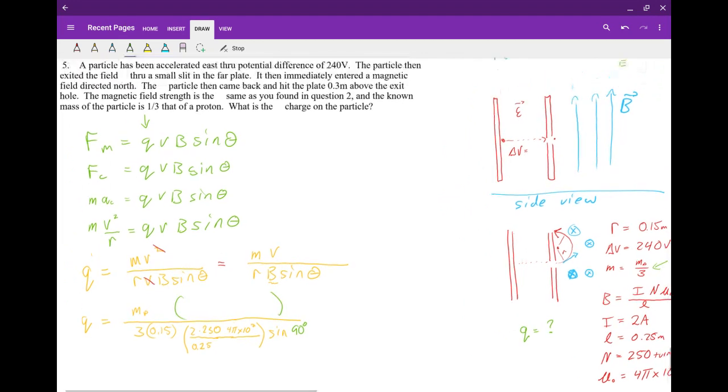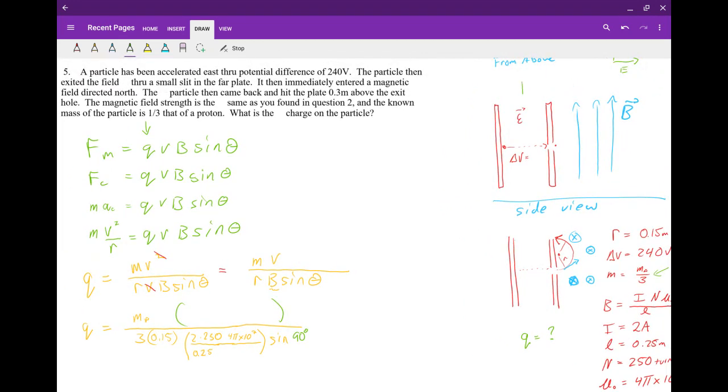Now the question is, what's the velocity? Remember, the velocity is obtained because the particle is accelerated through an electric field. And so we know that the change in electric energy is equal to the change in kinetic energy. And so we know that the potential difference times the charge is equal to 1/2 the mass of the particle times its velocity squared. And this is the velocity that the particle has right here after it exits this field.